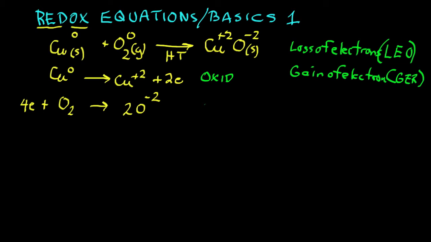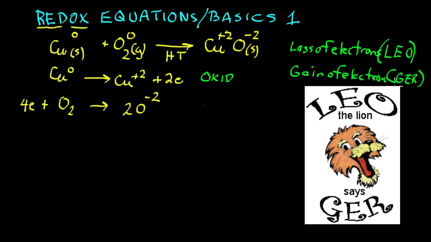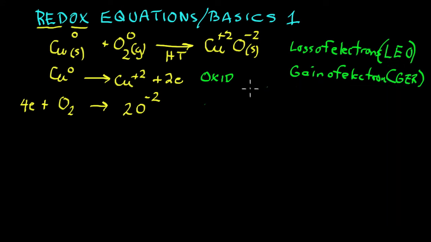And you may have heard this before. The memory device is LEO the lion says GER. Loss of electrons is oxidation. Gain of electrons is reduction. Now it's a misnomer, gaining and losing, because really it's an exchange. Notice you gained 4 and you lost 2. Well, that's impossible. You have to follow the law of conservation of matter. So we're going to have to multiply this whole top equation by 2, so we have 4 electrons lost and 4 gained.